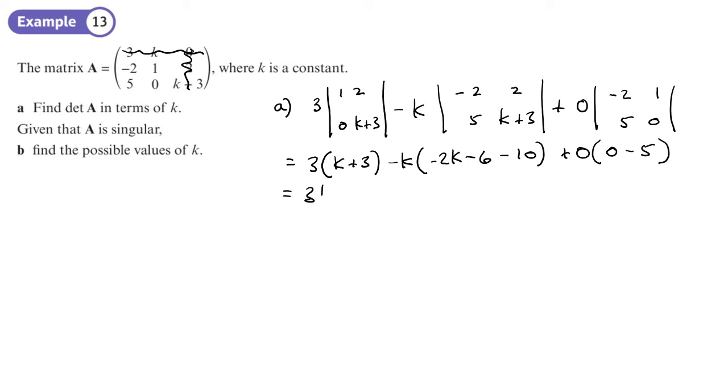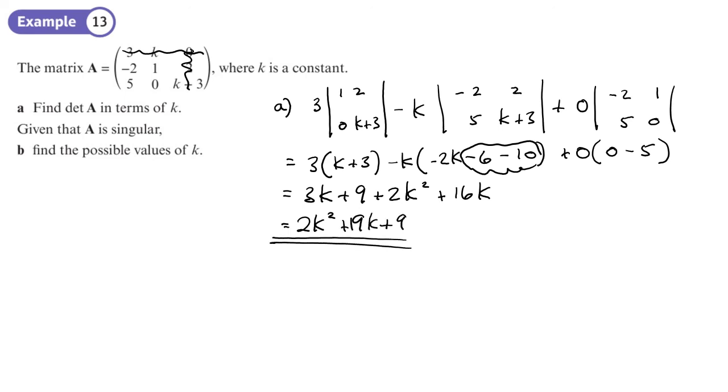Let's expand the brackets. 3K plus 9. Then these two here are going to make negative 16. So when we multiply out, we get plus 2K squared plus 16K, which pretty much looks like a quadratic to me. So I end up with 2K squared plus 19K plus 9. So that's the determinant of that 3 by 3 in terms of K.